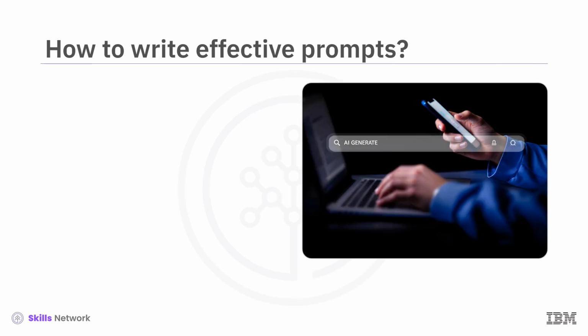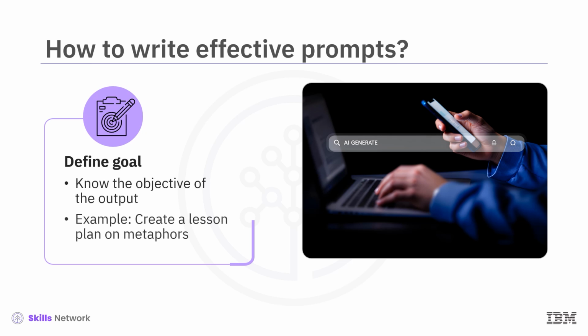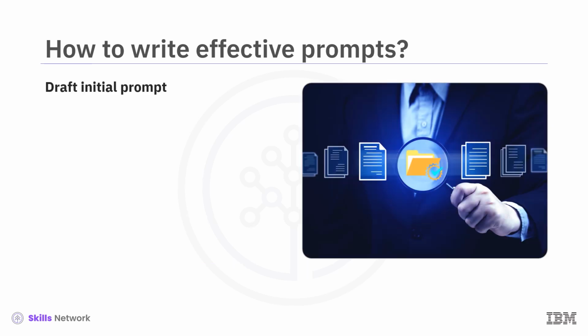For writing an effective prompt, educators should follow a prompting process. Defining a goal is the first step in writing an effective prompt. You should know what exactly you want the model to generate. For example, create a lesson plan on metaphors. Next, draft an initial prompt.